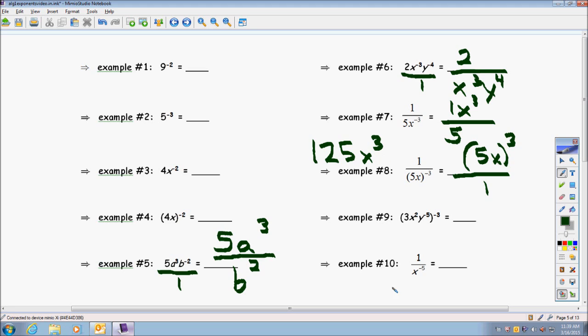Okay, let's do example 10 real quick, and I need a little bit more room to do example 9. Example 10, this whole bottom is bad, so just move it up. It becomes x to the 5th over 1. Or better yet, just x to the 5th.